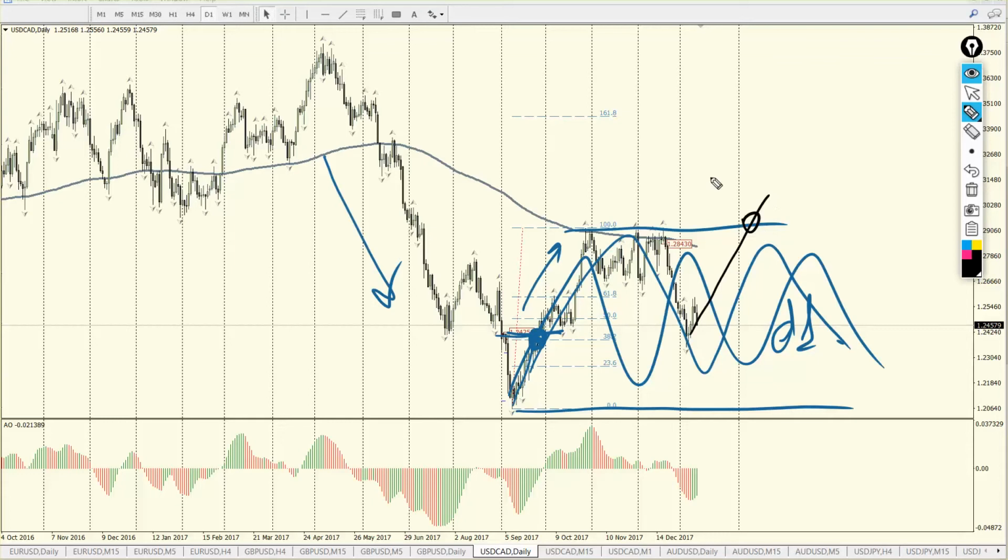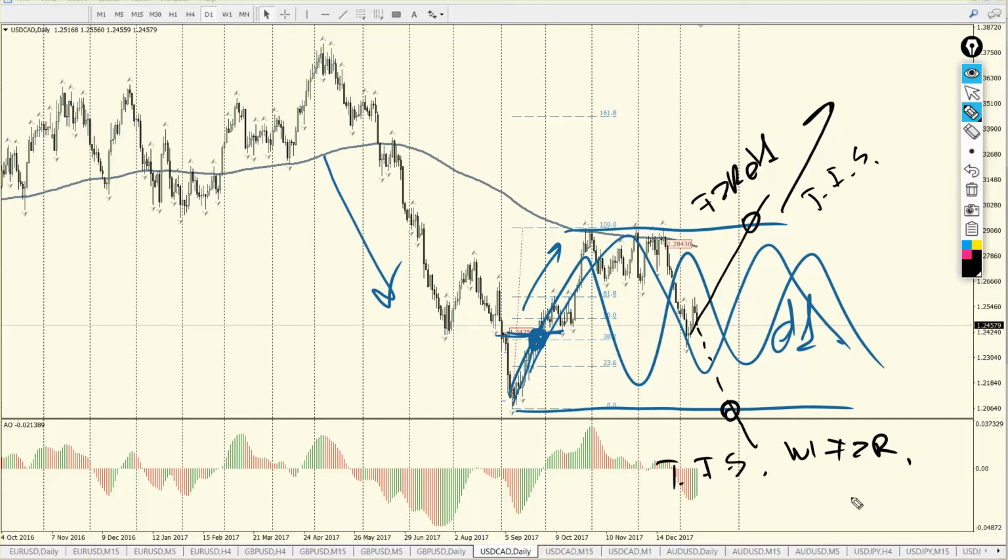So once we break through this reference point, we'll have an FZR of D1 up, and then I can start using my trend following trading system. But if we go down and break through this reference point, we will have a weekly FZR down, and then I can start using my trend following trading system here as well. But as long as we're between those two reference points, I'm staying away from this pair.